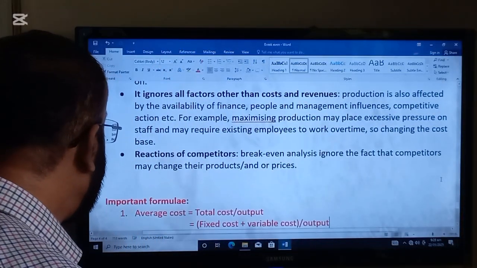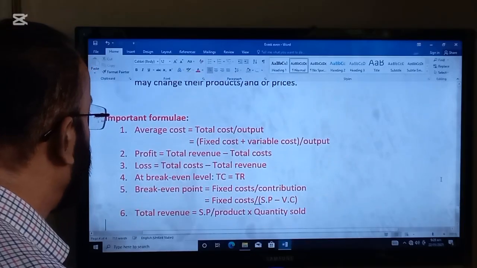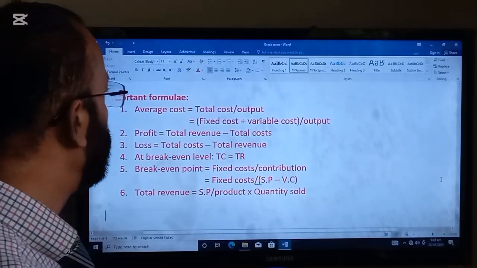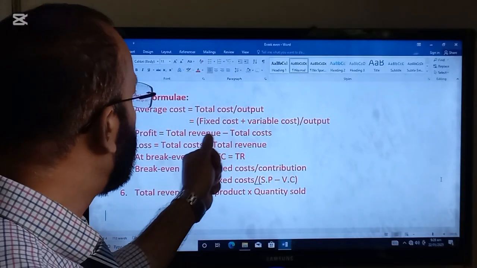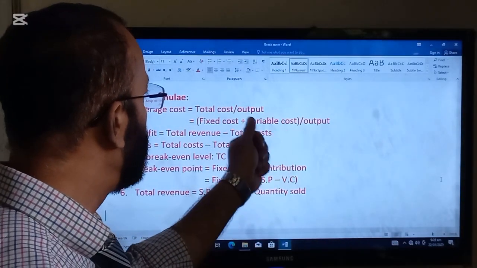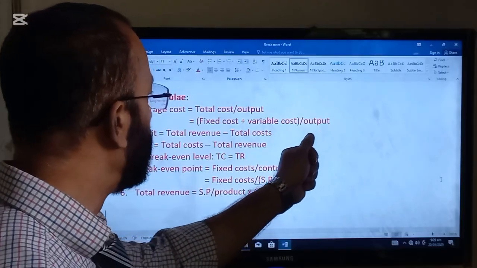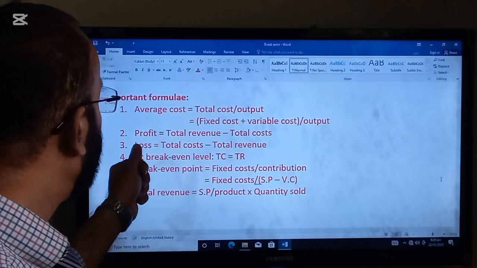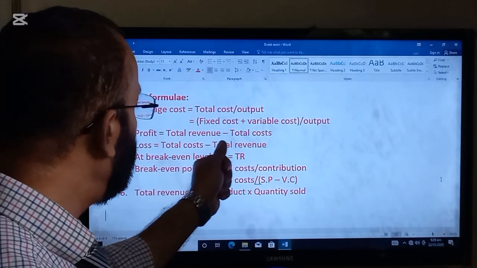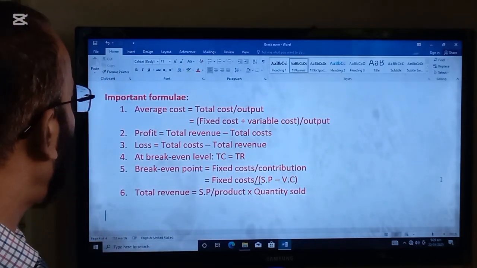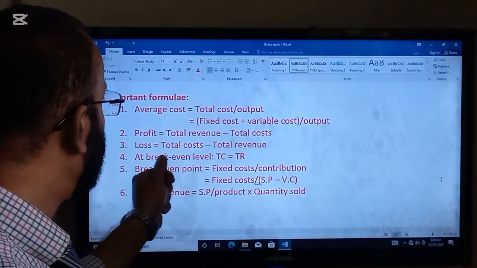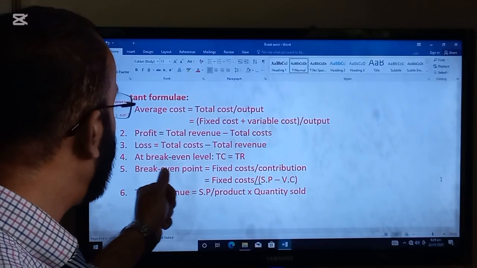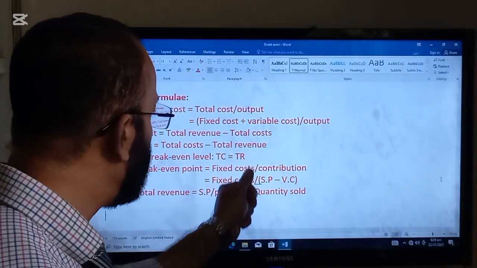Now we are going to discuss some important formulas. Average cost is equal to total cost over output. The formula for the total cost is fixed cost plus variable cost. Output will remain as it is. So this is the formula of the average cost. Next formula is of the profit: total revenue minus total cost. Next formula is of the loss: total cost minus total revenue. Next formula is of the break-even level, that is total cost is equal to total revenue.